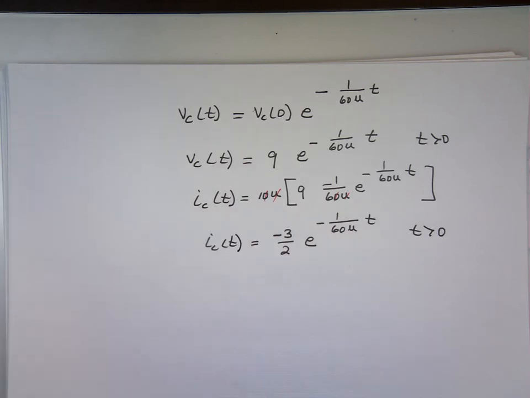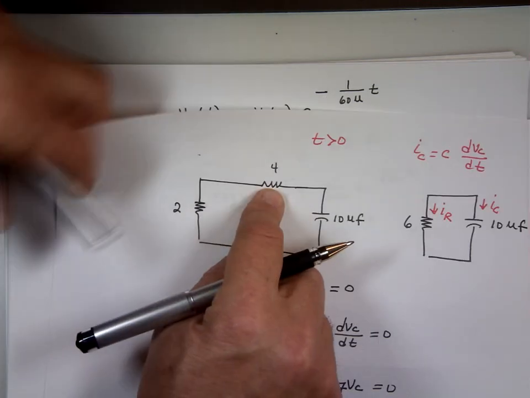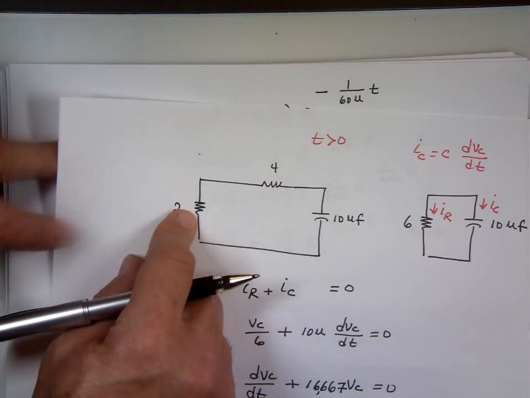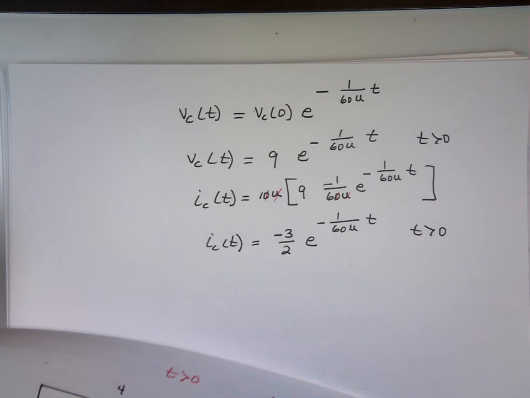You can find the current. Do they want to know what the voltage right here is? 4 times I. Do they want the voltage here? 2 times I. You can multiply them through. Get everything that you need.